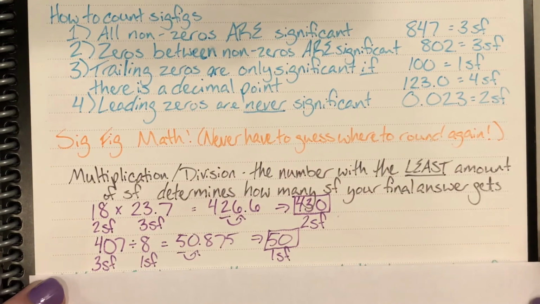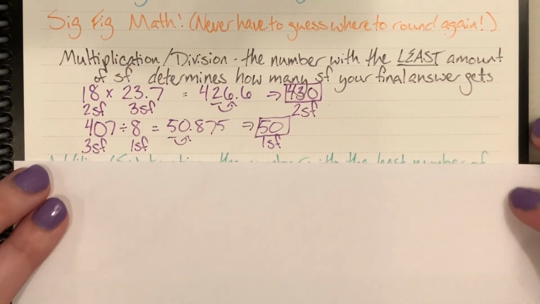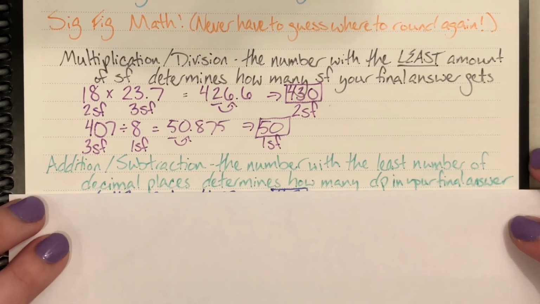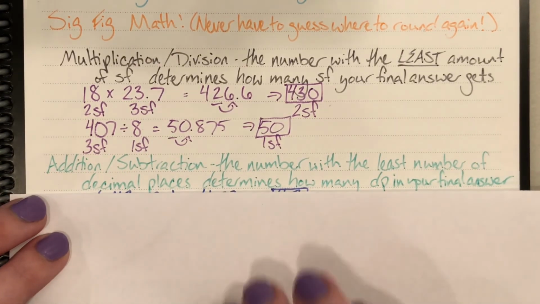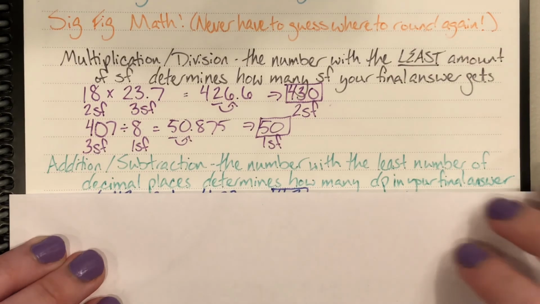That's multiplication and division. Next we have addition and subtraction. So addition and subtraction works a little bit differently. Instead of looking at the actual number of significant figures I have, I'm going to be looking at the number of decimal places that I am certain of.